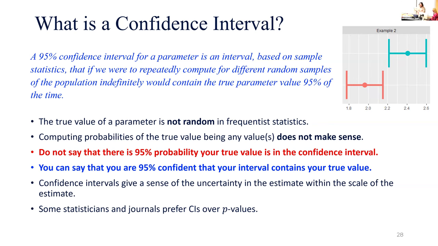Okay, so confidence intervals give a sense of the uncertainty in the estimate, and we tend to use them quite a lot because they give it in the scale of the data. And some statisticians and journals prefer confidence intervals over p-values. You can check your journals. They will tell you what the guides are on their statistical reporting. CIs are often very useful. I tend to favor reporting CIs and p-values. I think it's important to report both. But look at your journals. They will tell you what to do.